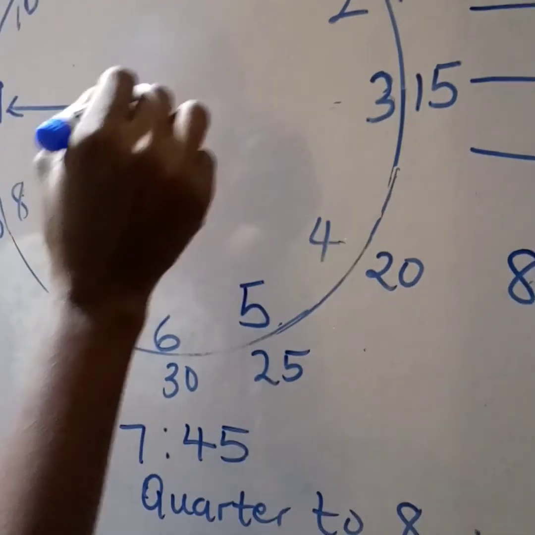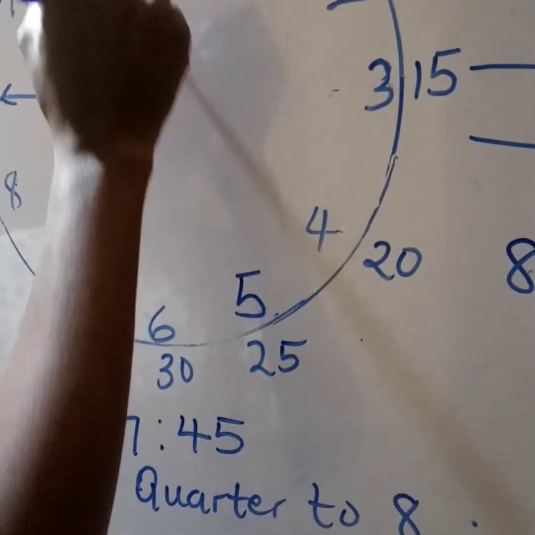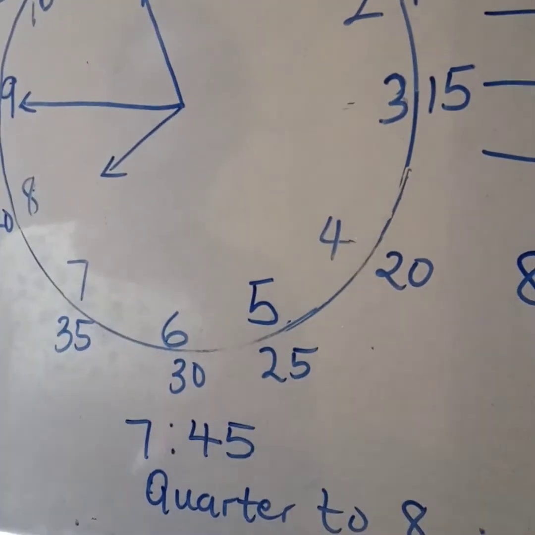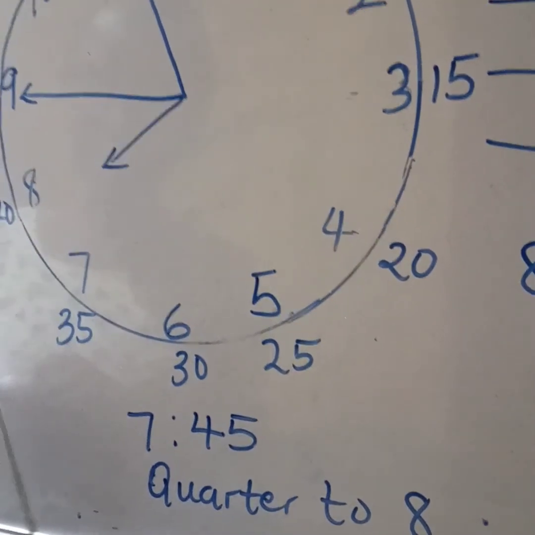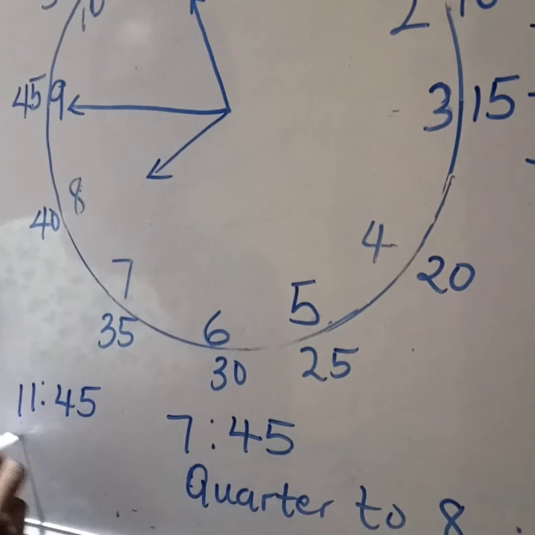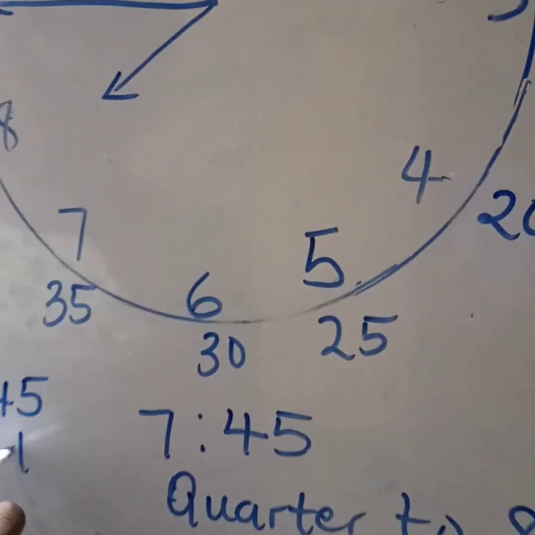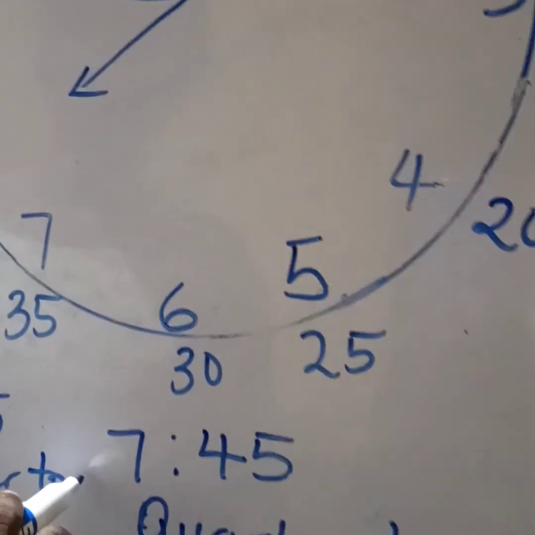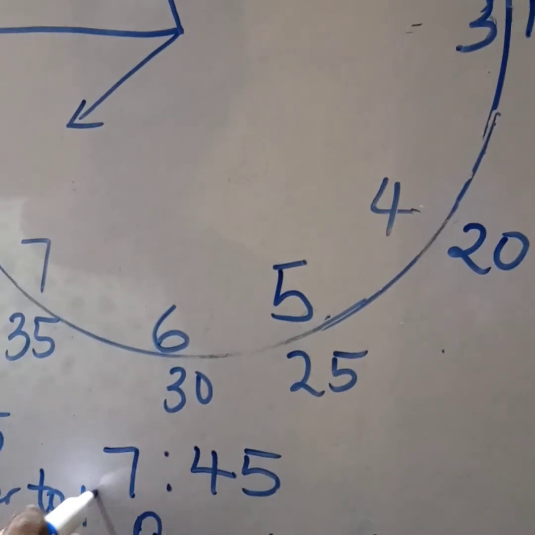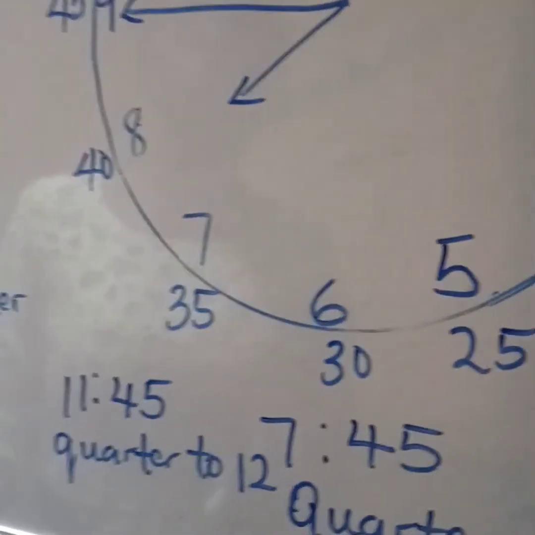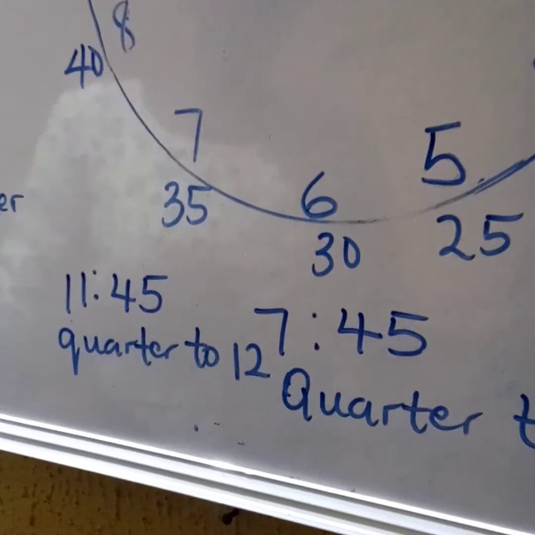Now the short hand is in between 11 and 12. It is going to be what? 11:45 or what? 11:45. So I believe you understand.